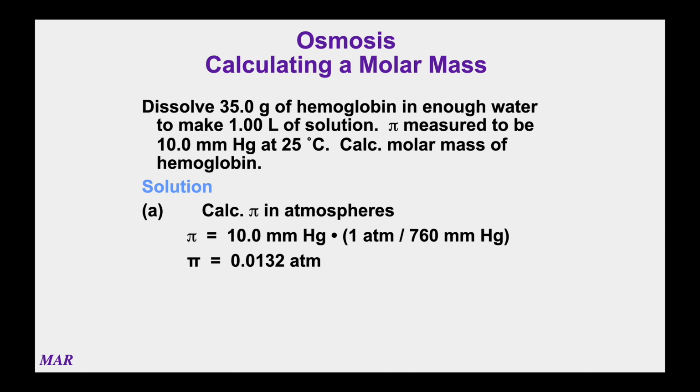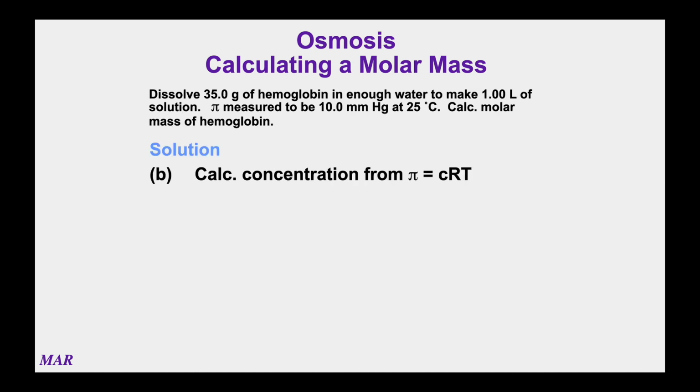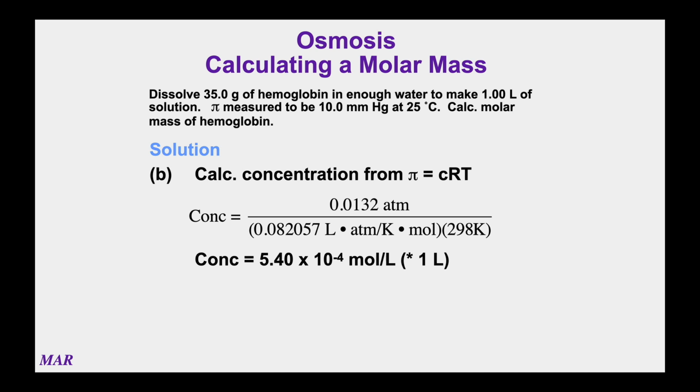So the first step here, we've got to get the osmotic pressure in atmospheres. 760 millimeters of mercury per atmosphere means 10 millimeters of mercury is 0.0132 atmospheres. That's the osmotic pressure pi. That's going to equal CRT. We can convert 25 Celsius into Kelvin to do temperature, R is 0.082057. So the only thing we don't know then is C, the moles per liter of this solution. So if you do that, you get 5.40 times 10 to the minus 4 moles per liter. That's the molarity of this hemoglobin solution.